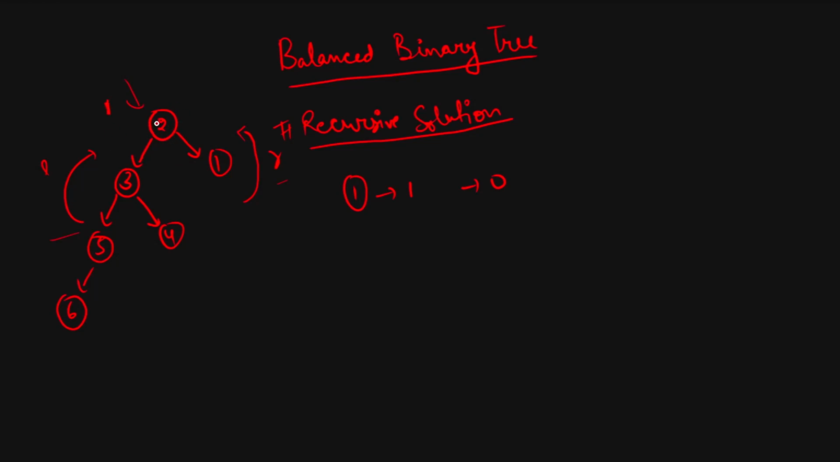Why? Because the height of this is 1, and the height of the subtree is L. So let's say the height of the left is 3 and the height of this right is 1. In that case, what will be the height of the whole tree? 3 plus 1 will be 4. So I can say the height of the binary tree will be 4. And we can verify this by simply counting the number of nodes: 1, 2, 3, 4. The number of nodes in the longest path is 4. So by this method we can find the height of the binary tree.